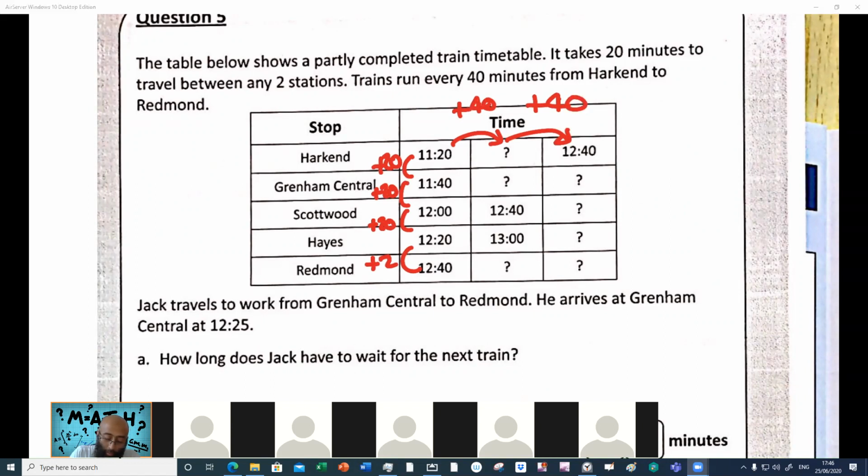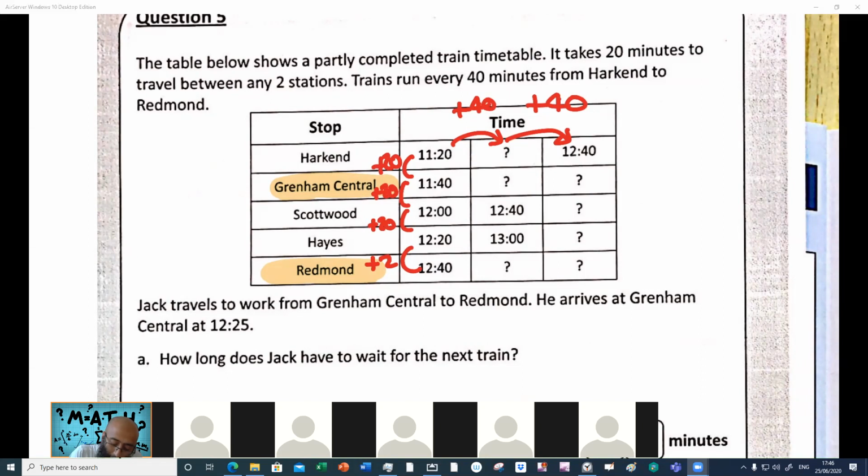Jack travels to work from Grenham Central to Redmond. He arrives at Grenham Central at 12:25. A. How long does Jack have to wait for the next train? Okay. So Jack travels from Grenham. Let's get a highlighter. He travels from here to Redmond, which is here. He arrives at Grenham Central at 12:25. Now we've got some trains missing with question marks. I think before we start doing the question, do you think, Musa, we should fill in the question marks? Yeah. Okay, then let's change to a different color, blue, a slightly thinner one.